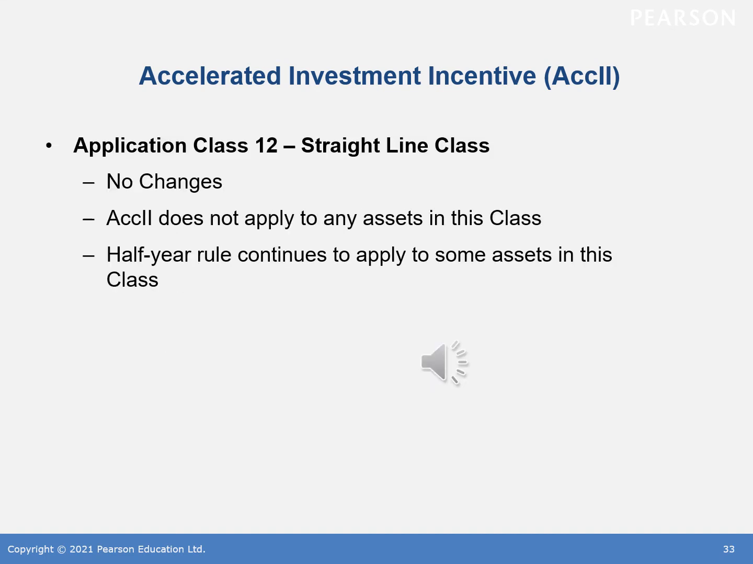For class 12 under the accelerated investment incentive straight line class, it was determined by the government that this class would not be applicable for the accelerated investment incentive, largely because most of the assets in that class are written off at 100% in the year of acquisition anyway, with some exceptions, specifically an exception being computer software, where it's limited to a 50% write-off in the year of acquisition. The government did not change that.